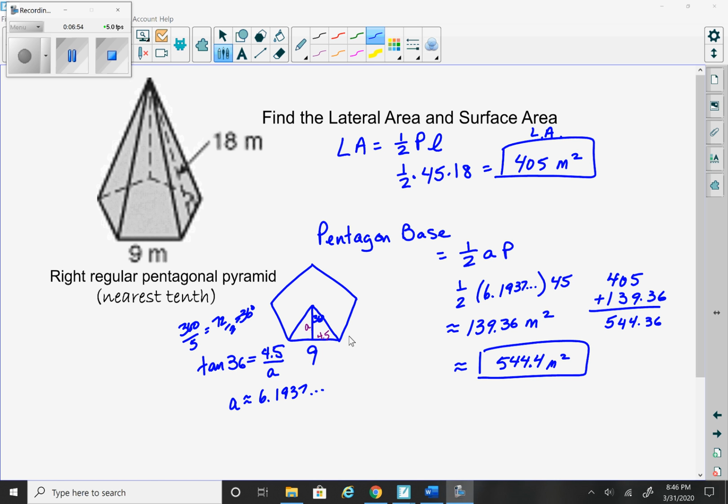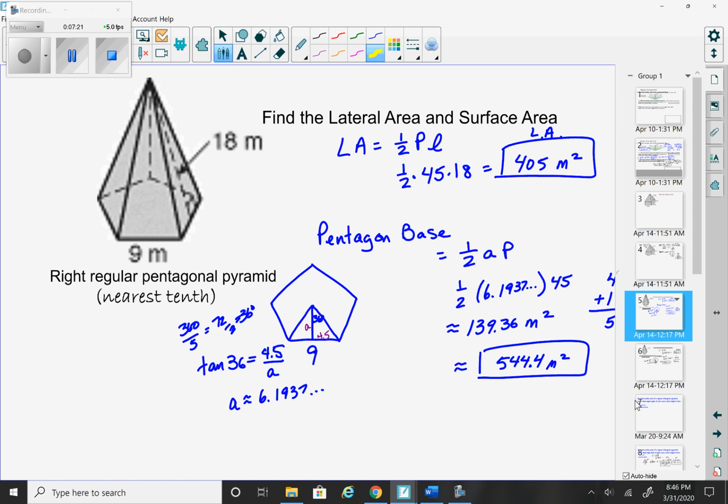So you should have come up with the area of the base is 139.36. Again, I try to carry this decimal through on my calculator, and try not to round it too soon so that we're not rounding and being off by a little bit. When I add that area of the base to the lateral, I get a total surface area of 544.4 meters squared. So again, that's finding the lateral and surface area of a pentagonal pyramid.